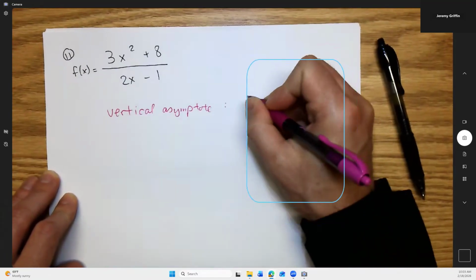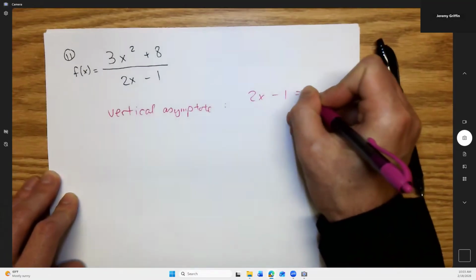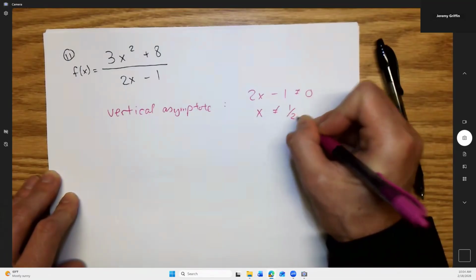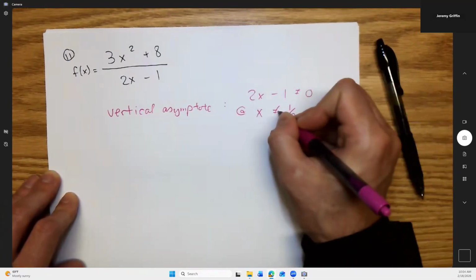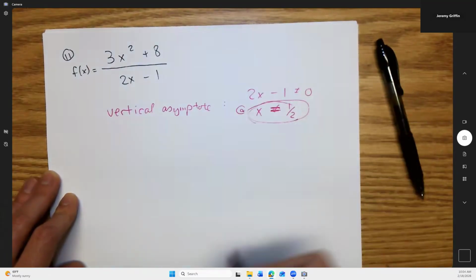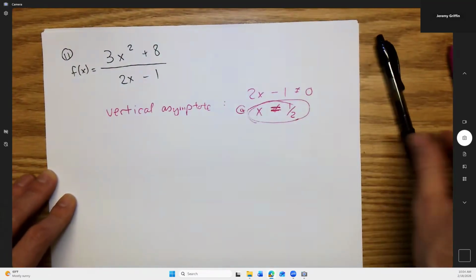Yeah, I would say 2x minus 1 is not allowed to be 0. Therefore, x is not allowed to be exactly 1/2. Or you could say that x equals 1/2 would be the vertical asymptote. Okay, so that'll be helpful later.